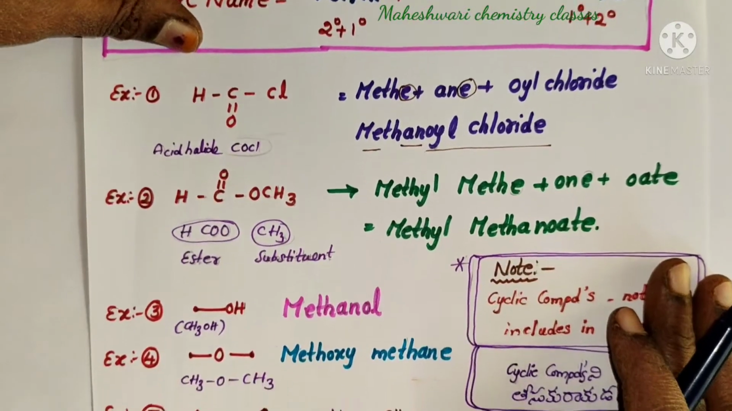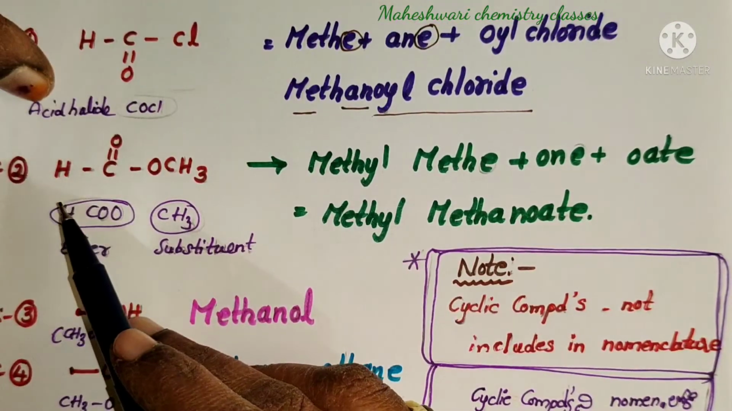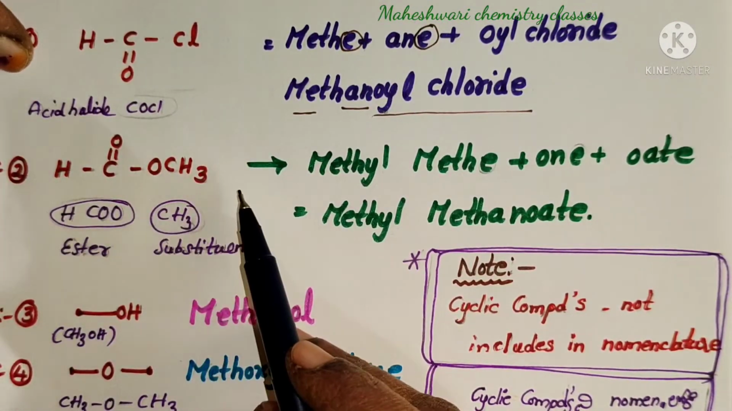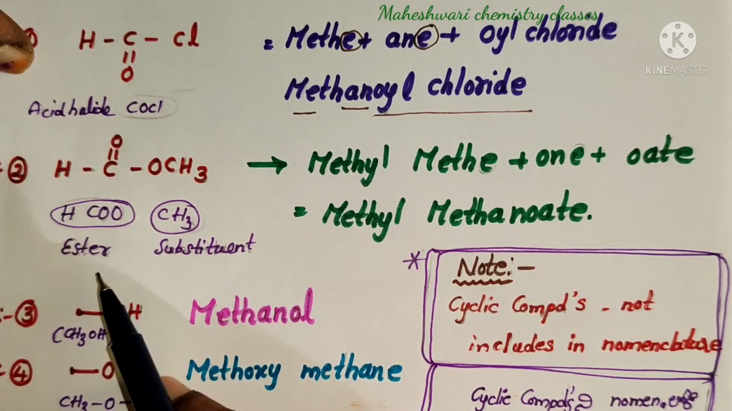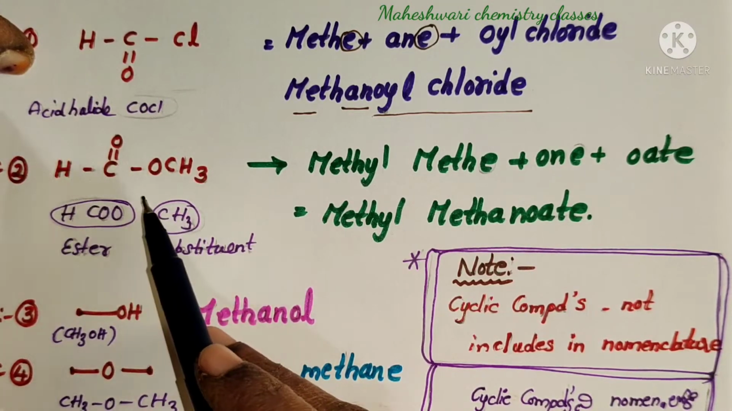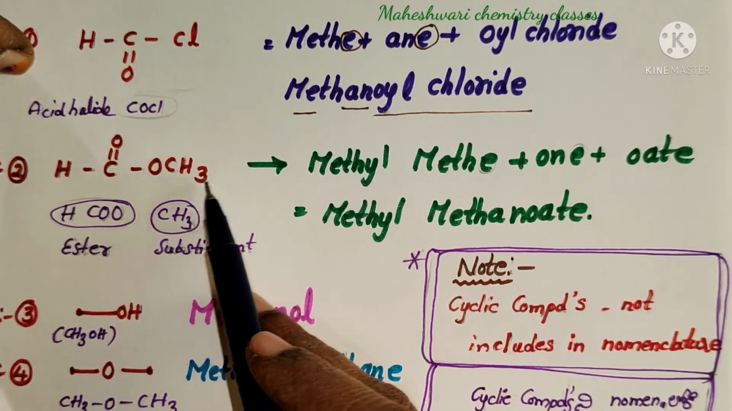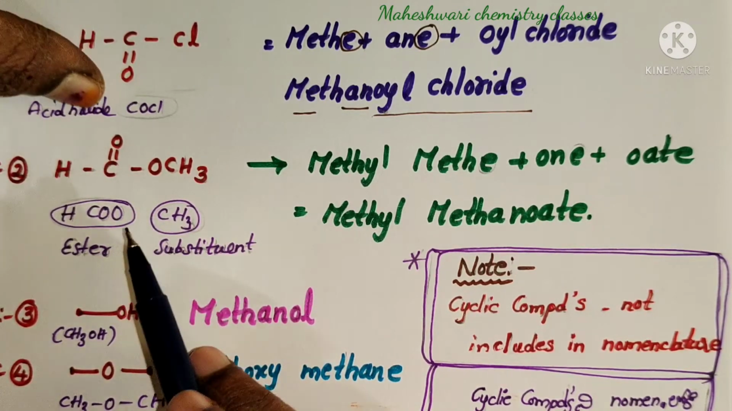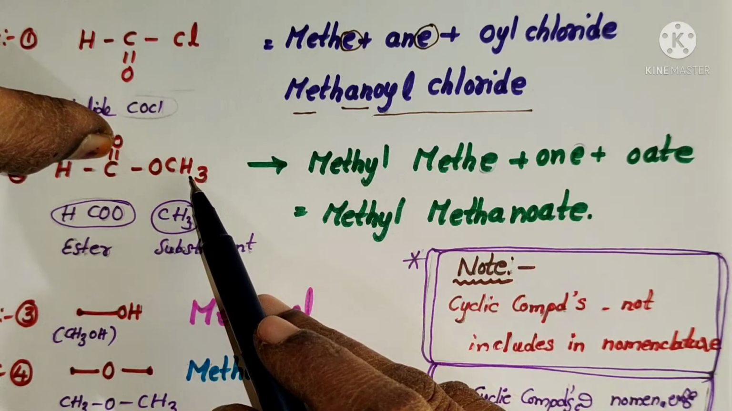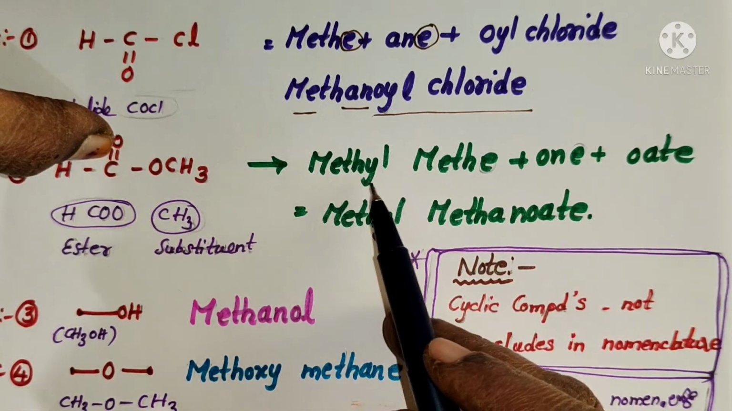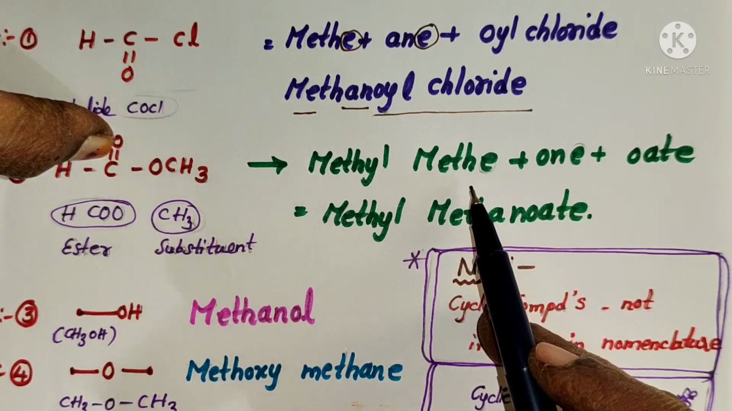Okay, so next, the second one is HCOOCH3. Here HCOO looks like an ester. On the ester, which substituent is there? A methyl substituent is there, so simply one carbon, meth. The methyl substituent is the prefix, methyl.